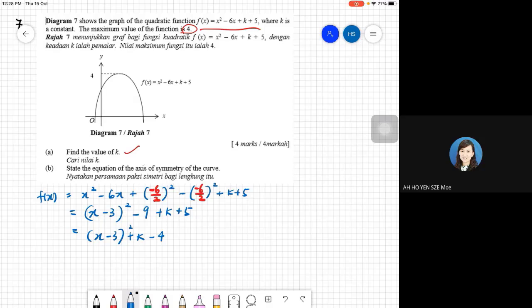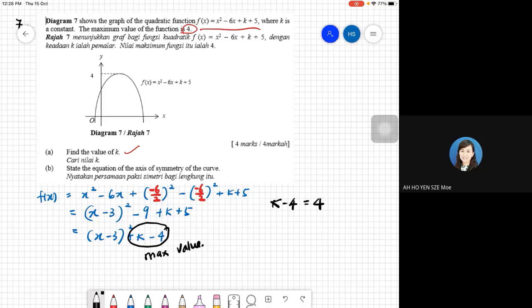So, in the form of the completing the square, now you can compare with the value which is given from the question, the information. Maximum value is 4. So, what is equal to 4? k minus 4 is equal to 4. Okay, because this one is your maximum value.